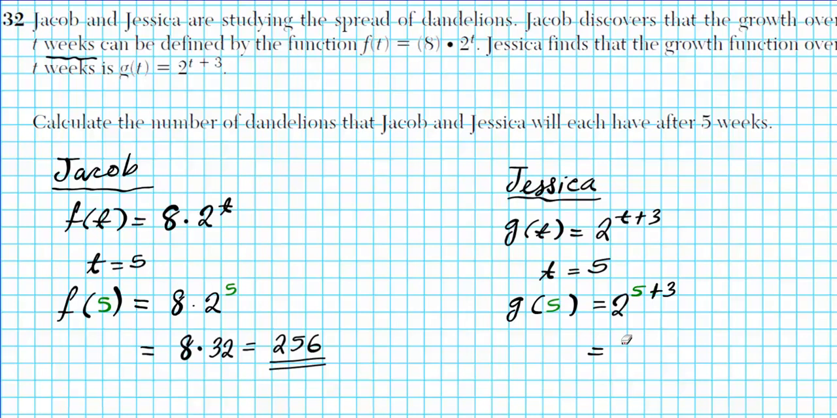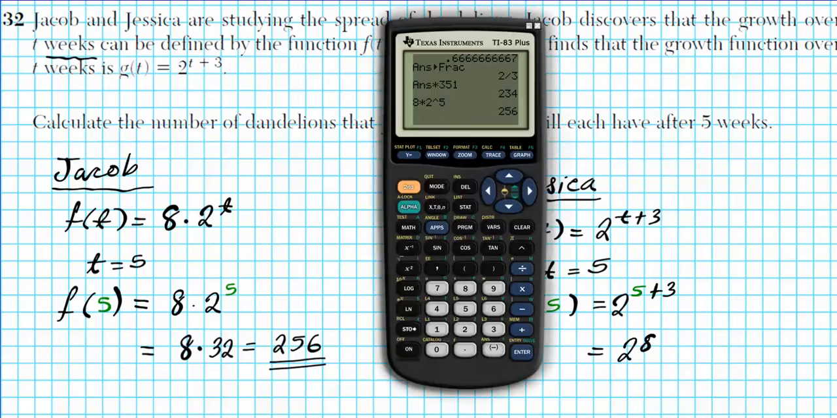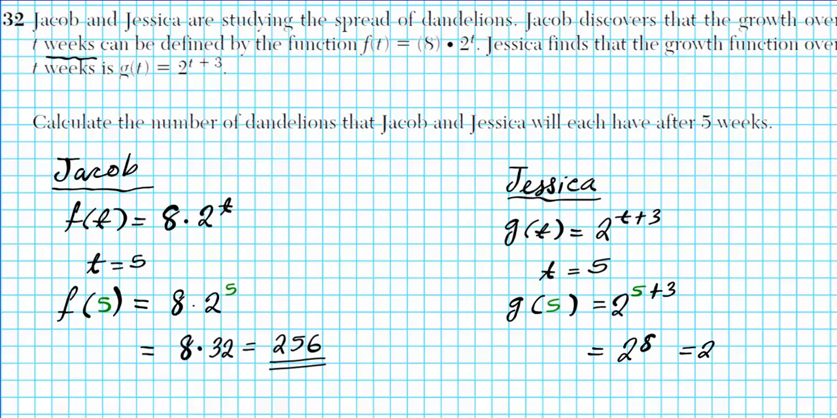And then this becomes 2 to the 8th power. And let's see what that is equal to. 2 caret 8 is 256. 256 is the amount of dandelions that Jessica will have.